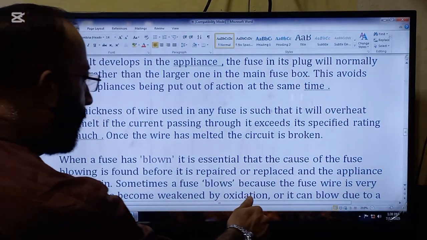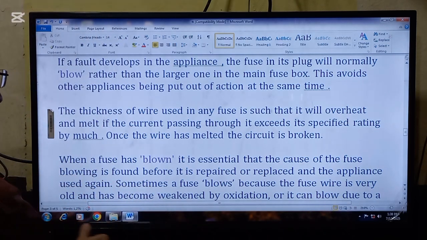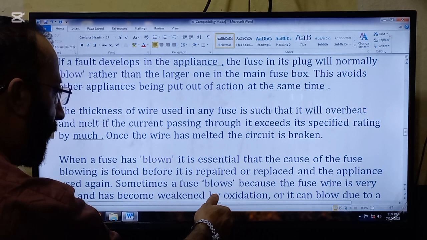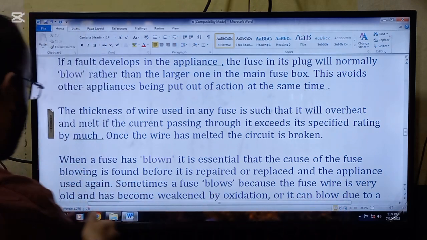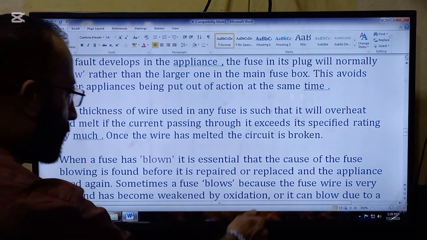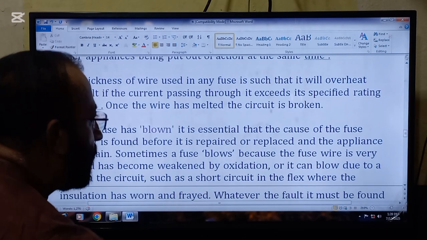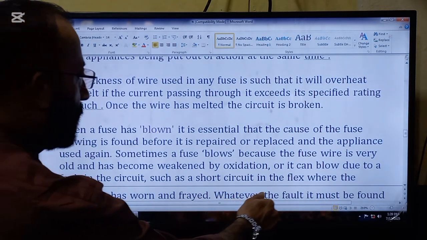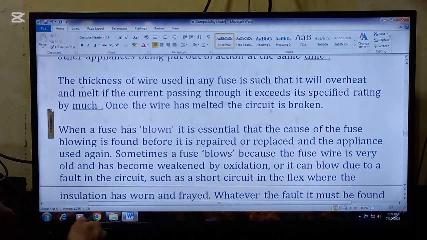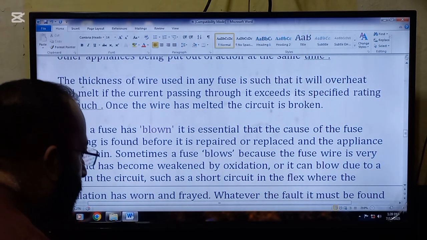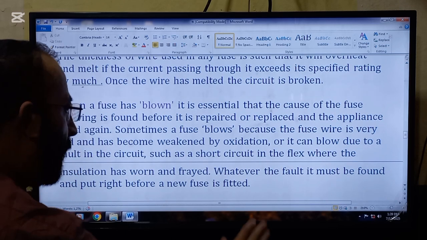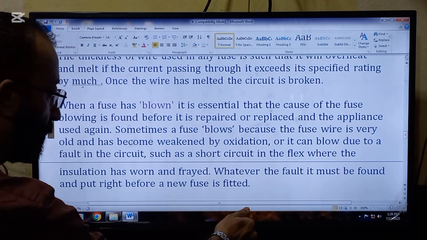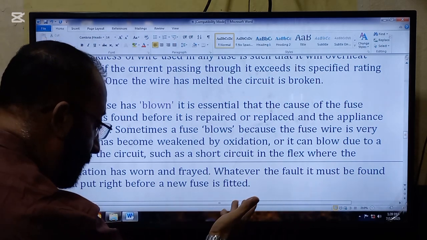Sometimes a fuse blows because the fuse wire is very old. So there are some other reasons for a fuse to blow. A fuse wire may be very old and weakened by oxidation, or it can blow due to a fault in the circuit, such as a short circuit in the flex where the insulation has worn and frayed. Whatever the fault, it must be found and put right before a new fuse is fitted. So this is the important thing.